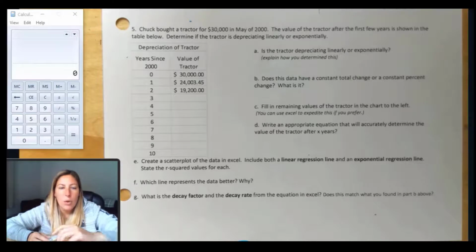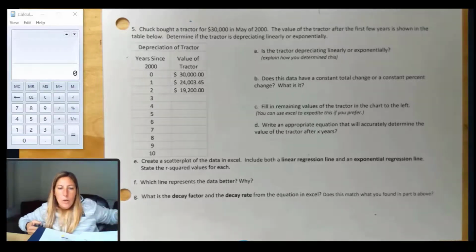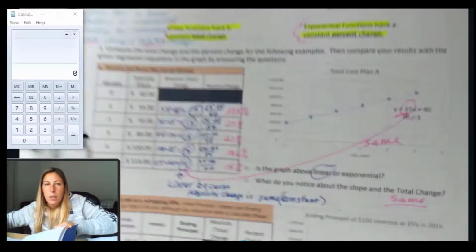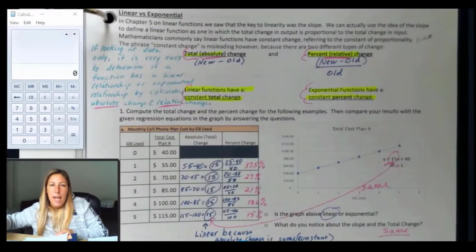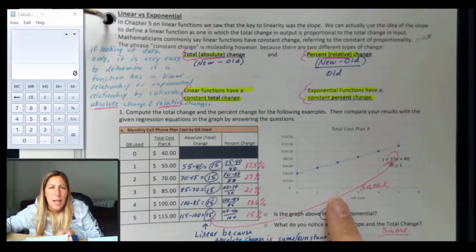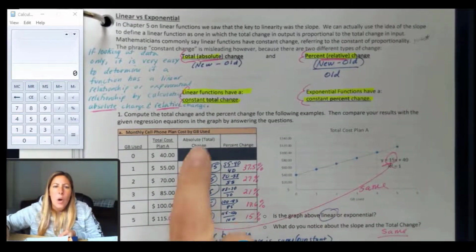All right, so in order to do this, we have to go back a little bit and think about what is the difference between a linear depreciation and an exponential depreciation. So if I go back a few pages, to this page where we discussed linear versus exponential. It's in the last lesson, the last page of the last lesson.